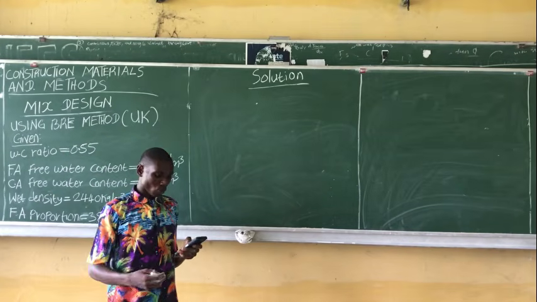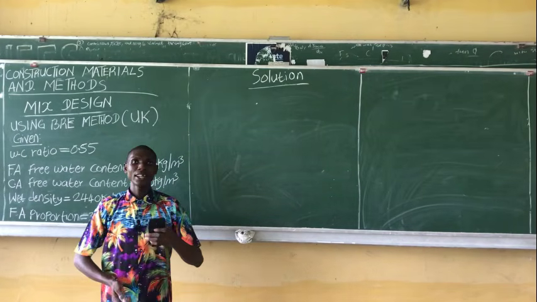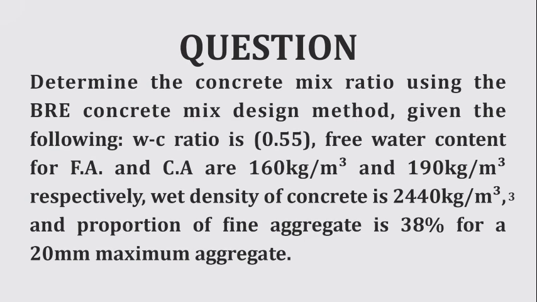Okay, so we are going to be taking the second example on mix design. The question says determine the concrete mix ratio using the BRE concrete mix design method, given the following: water cement ratio is 0.55, free water content for fine aggregates and coarse aggregates are 160 kilogram per meter cube and 190 kilogram per meter cube respectively. Wet density of concrete is 2,440 kilogram per meter cube, and proportion of fine aggregate is 38% for a 20 millimeters maximum aggregate.